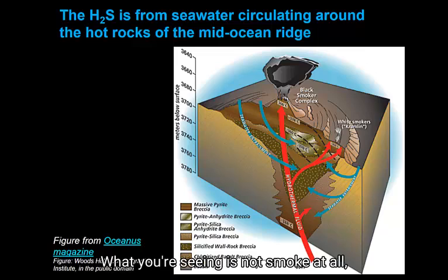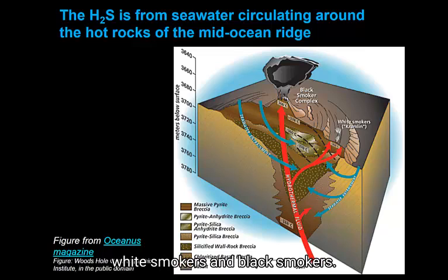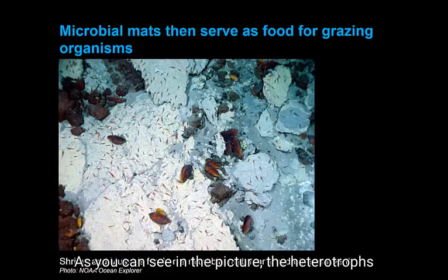What you're seeing is not smoke at all, but tiny bits of mineral material that are forming as the water cools down quickly. Some of the dissolved compounds start to react with each other to form solids as the water quickly cools down. Depending on which minerals are forming, the smoke may be black or white, giving us white smokers and black smokers. Both of these are also referred to as hydrothermal vents. Instead of plants in the communities around mid-ocean ridge hydrothermal vents, we find microbial mats. As you can see in the picture, the heterotrophs are busy feeding on it.